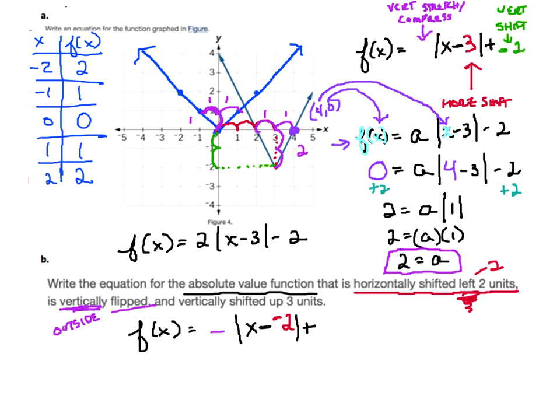And then finally, we have it vertically, so we're outside again, shifted up 3 units. Well, up is the positive direction, so it's just a +3. Now I just need to clean this up because WebAssign will not like that minus -2 there. So my final form is f of x equals negative absolute value of x plus 2, plus 3. Screen check if you're ready to move forward.